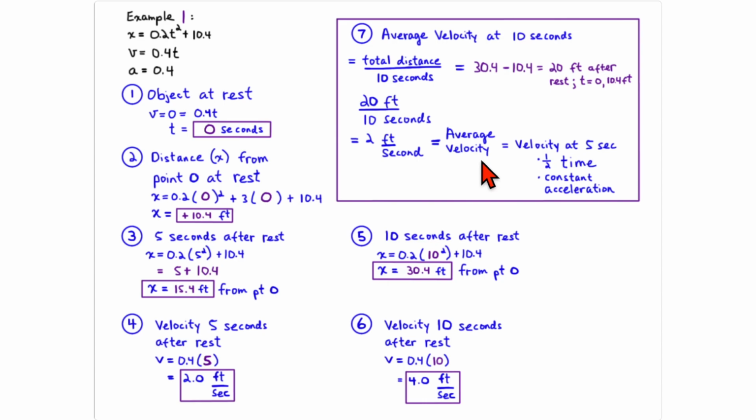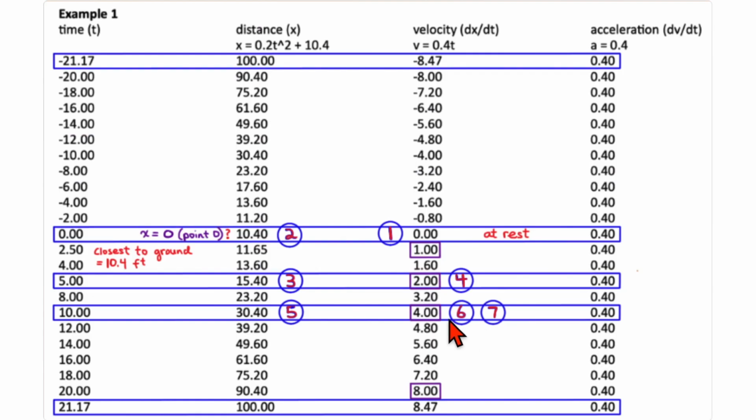And that average velocity is equal to the instantaneous velocity for half the time. So that makes sense, because the instantaneous velocity at 10 seconds is 4 feet per second. So 4 plus 0 is 4, and divide that by 2, you get 2 feet per second, and that's half the time interval. So the instantaneous velocity at 5 seconds is 2 feet per second. Here's the instantaneous velocity at 10 seconds, 4 feet per second, and that average velocity is half the time interval, which is an instantaneous velocity of 2 feet per second.